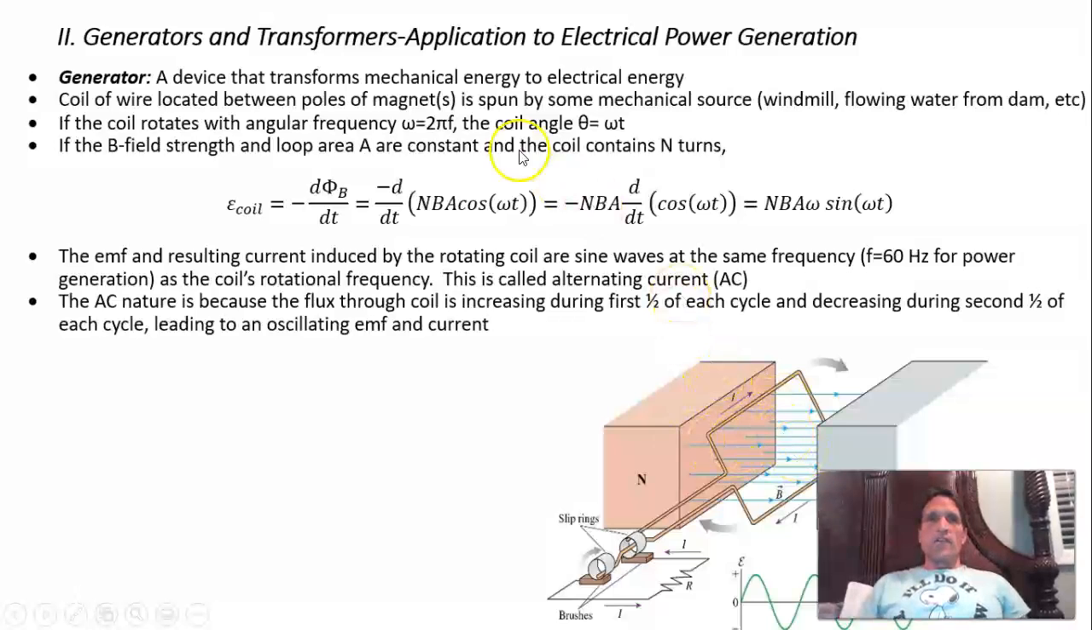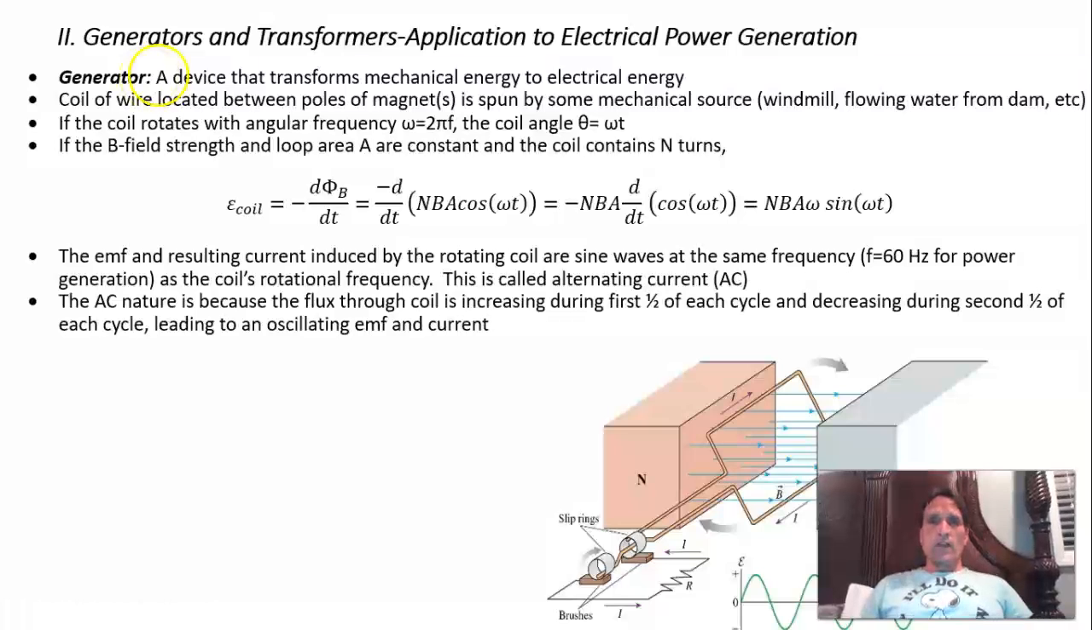Okay? And so this device converts mechanical energy, which comes from the flowing water or the windmill, etc. It converts mechanical energy into electrical energy, and a device that does that is called a generator.